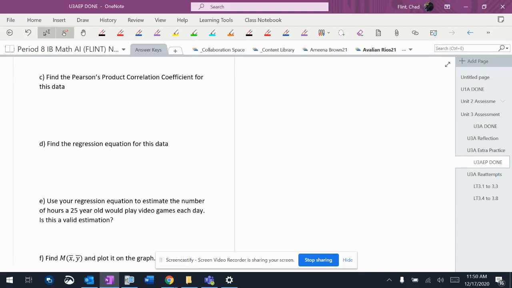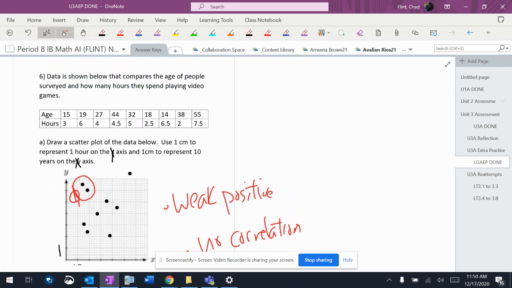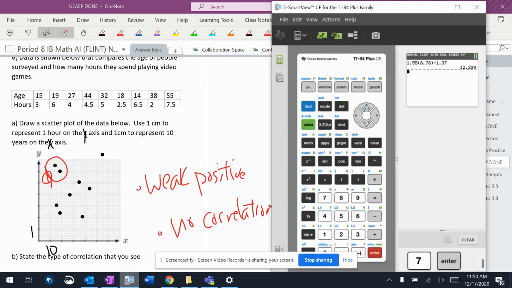Okay, so we'll finish the rest of these here. We're going to talk about a few things as we go. So it says find the correlation coefficient. So I'm going to bring the data back up here, bring my calculator up. I'm going to go to stat and then edit. And I'm going to figure this out.